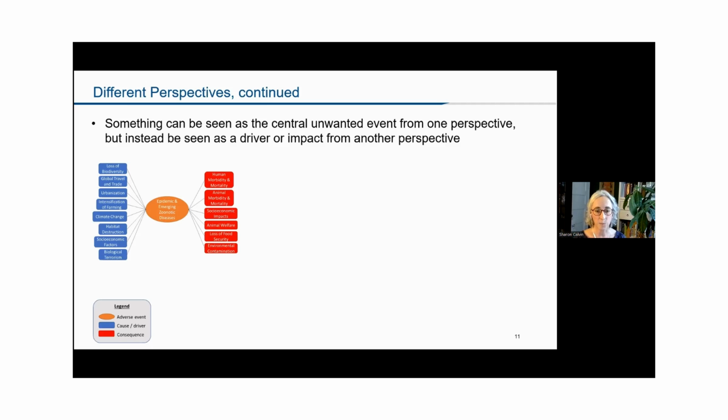If you haven't seen one before, they essentially have a central adverse event, which is the combination of the hazard and the event, with causes or drivers on the left-hand side and consequences on the right-hand side. One example is that one group may be seeing zoonotic diseases as the central adverse event, with a list of causes or drivers that might include loss of biodiversity, for example, or climate change.